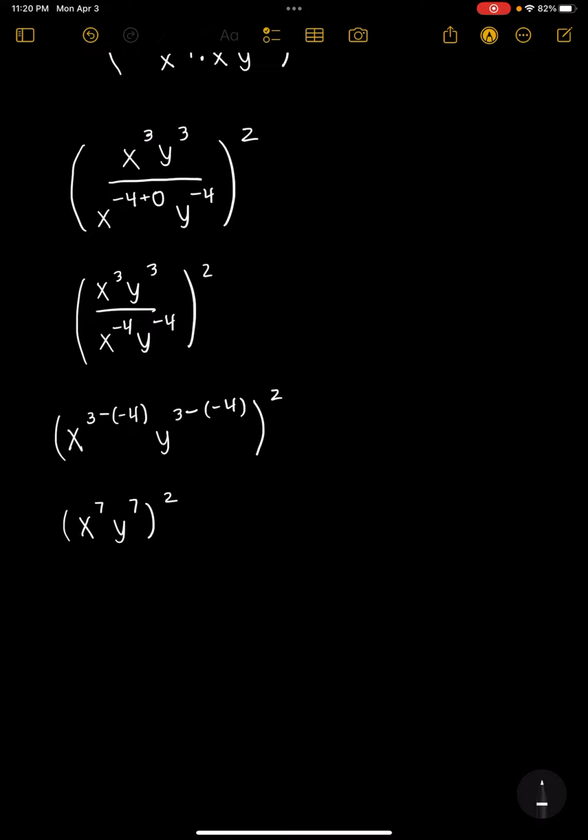Now we're going to distribute that 2. So it's going to be x to the 7 times 2, y to the 7 times 2, which would give me my final answer of x to the 14th, y to the 14th. And there we have it.